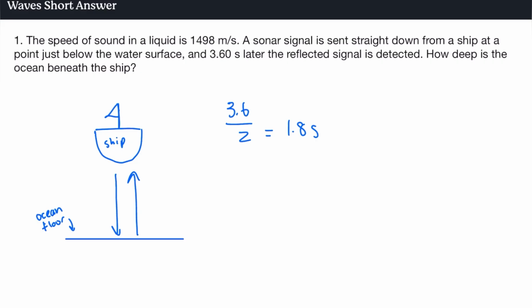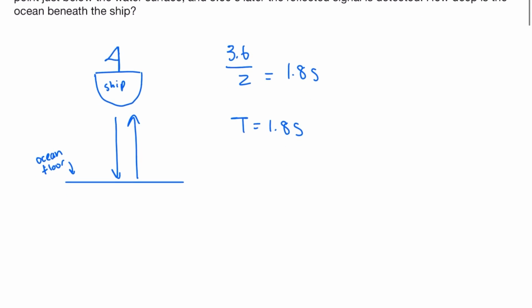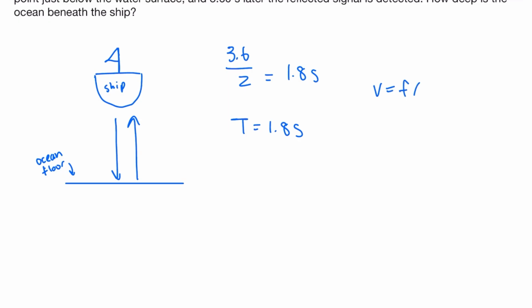So it took 1.8 seconds for one wavelength to pass. So that means that the period is 1.8 seconds. So T equals 1.8 seconds. Now we need to solve for the actual wavelength, so we need frequency so that we can put frequency and velocity, which we already know, into the formula v equals f lambda.